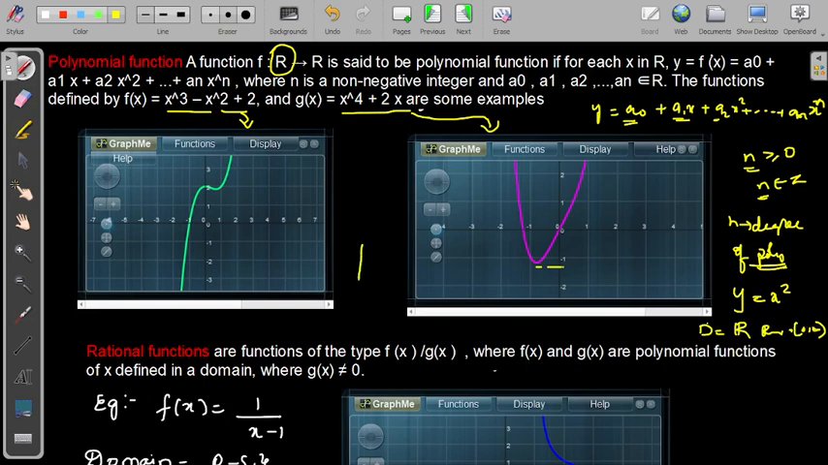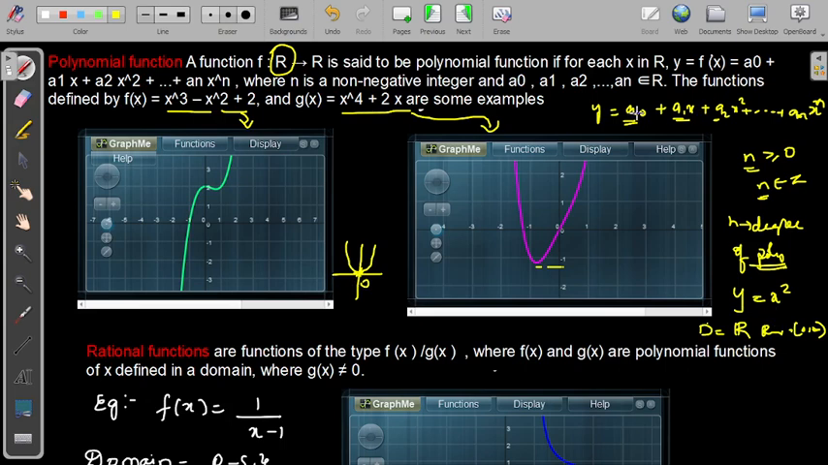Including, because the graph of y equals x square is a parabola like this. So it is spread over only the positive y-axis and including 0. Therefore, you don't have any part of the graph below the x-axis. Therefore, no negative values of y are possible in the case of y equals x square. So this is about polynomial function.